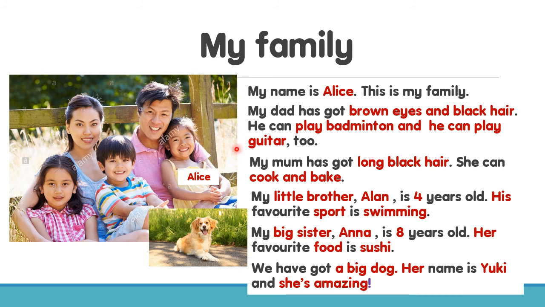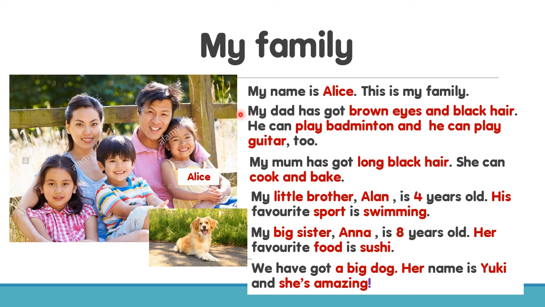So, this is about Alice's family. Can you write about your family? Yes, just follow this model text. But you need to change the information with your information. Write down your name here. For example, if your name is Nur Aliani, then you write down, my name is Nur Aliani. This is my family.